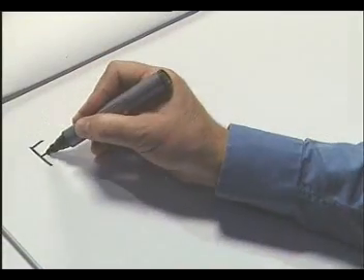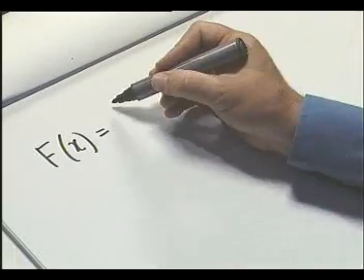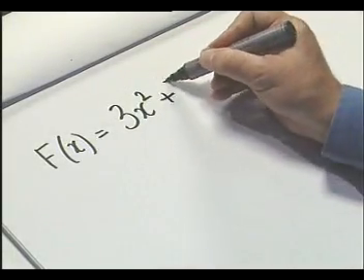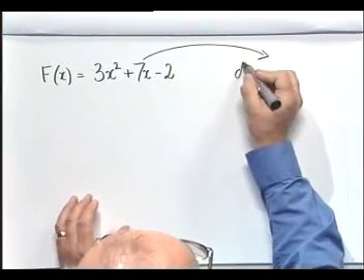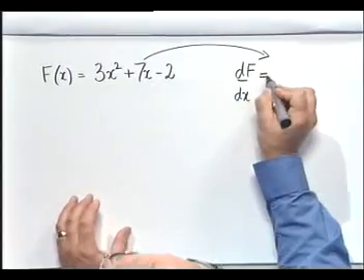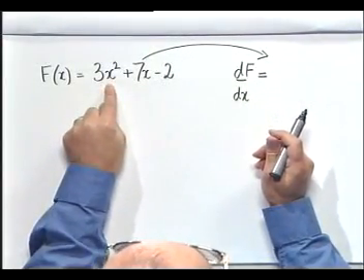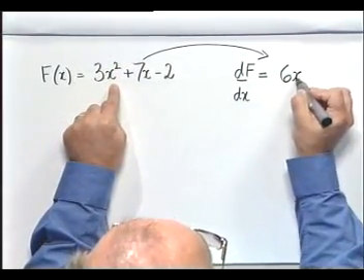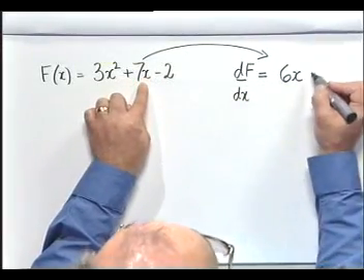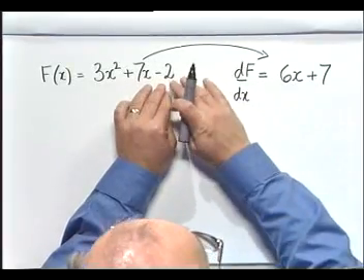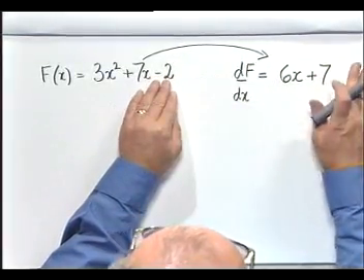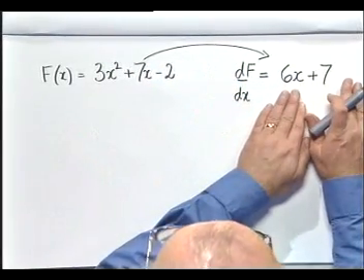Let's start off with an example. Suppose we start off with the function capital F of x is equal to 3x squared plus 7x minus 2. And what I'm going to do is something that you're already very familiar with. We're going to differentiate it. And if we differentiate it, we'll get df dx equals, term by term, the derivative of 3x squared is going to be 2 3s are 6x, and the derivative of 7x is just going to be 7. What about the minus 2? Well, you'll remember that the derivative of a constant is 0, so when we do this differentiation process, the minus 2 disappears. So our derivative, df dx, is just 6x plus 7.